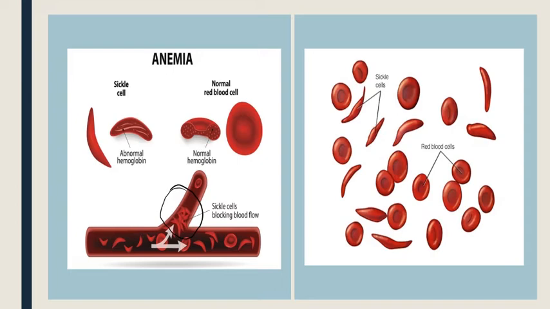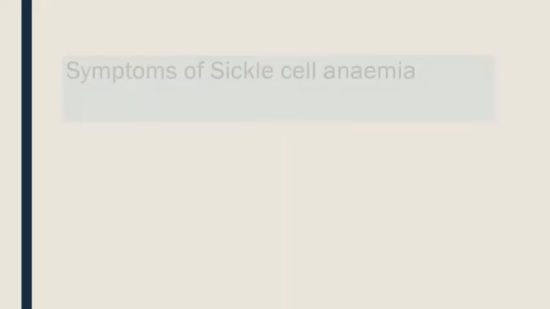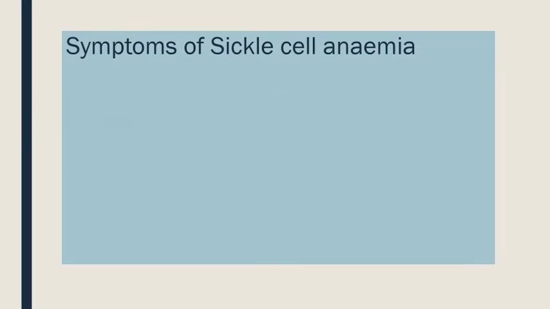So you can see this is a normal type of RBC, biconcave disc, oval in shape, enucleated, and in cross section you can see there is lot of hemoglobin present inside. But if sickle cell RBCs are present, quantity of hemoglobin is abnormal, and they also cause blocking of the blood flow. Now what are the symptoms of sickle cell anemia?